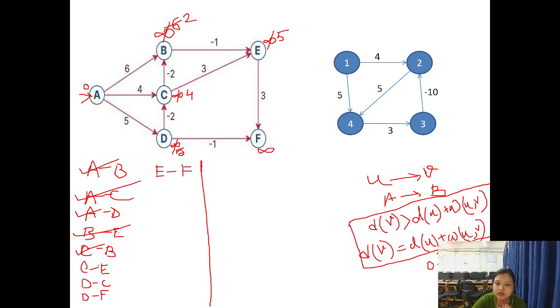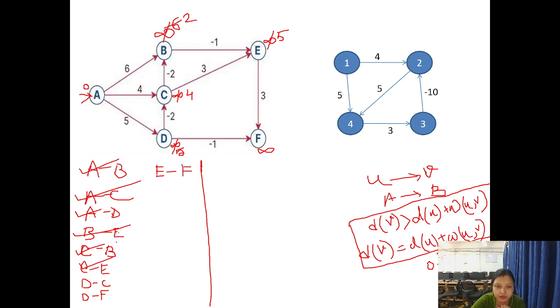Now next is C to E. So what is the distance of E? That is 5, and distance of C is 4. And the associated path cost is 3. So 4 plus 3, which is 7, right? So 7 is obviously greater than 5, so we will not update it. So it will be 5 only.